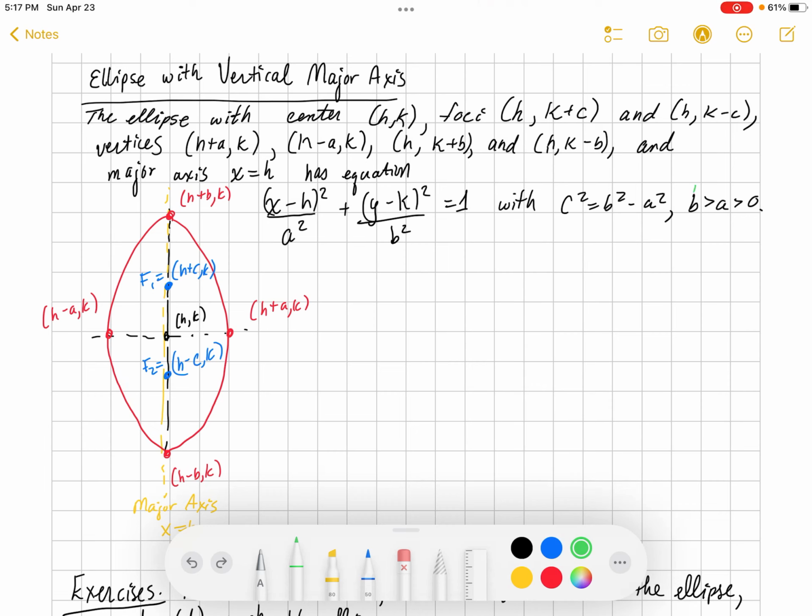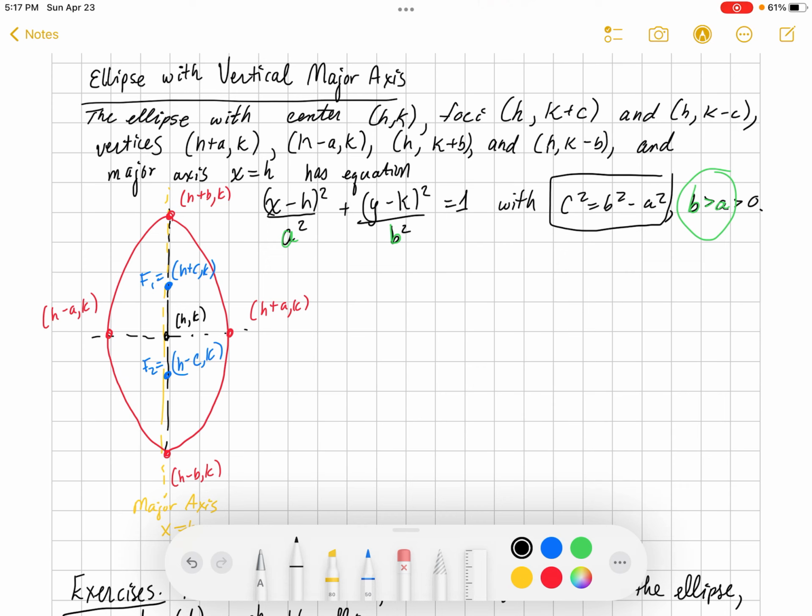Now, what about the ellipses with vertical major axes? Well, in this case, it's going to be almost the same thing, except here b is going to be bigger than a. So b is associated with the y, right? You have a b squared underneath the (y minus k) squared, and a is going to be associated with the number underneath the x. So you've got (x minus h) squared, and underneath you've got a squared. So in this case, b is bigger than a.